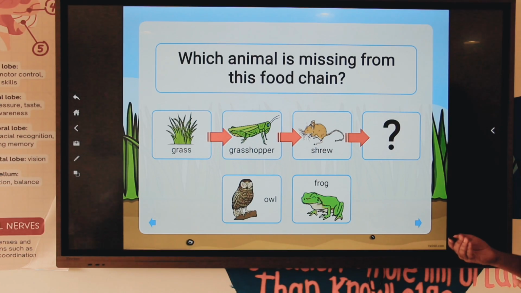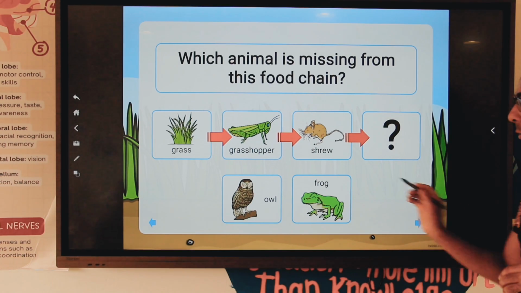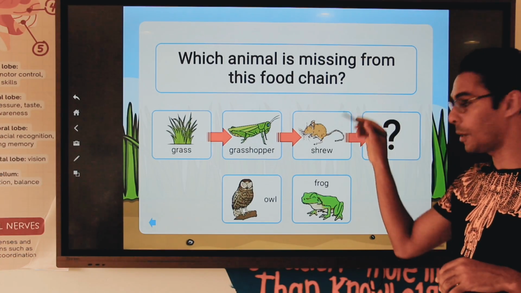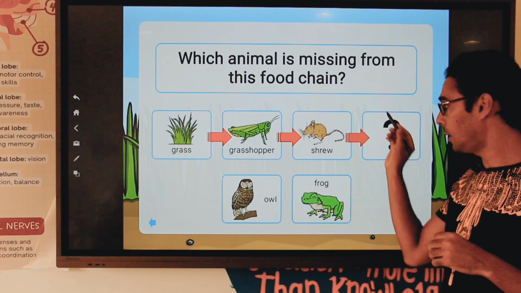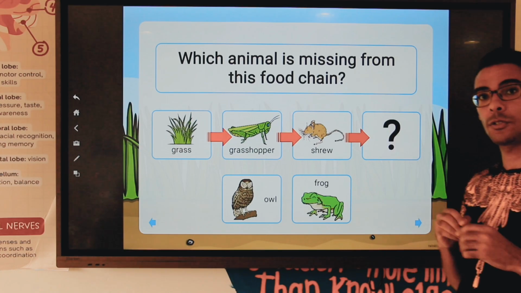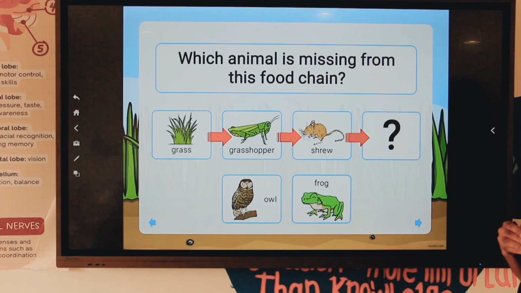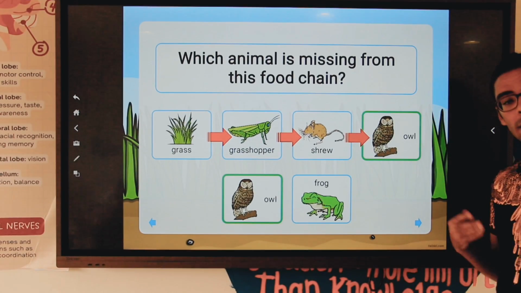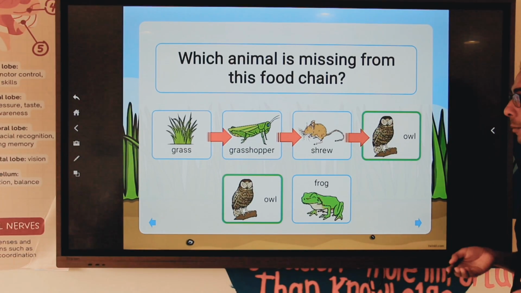So which one of them do you think is going to be here? Which one of them comes after the mouse or the rat, or eats this team member, or gets the energy from the secondary consumer that comes after the secondary consumer here? Perfect. If your answer was the owl, that's the correct answer. But here we have a problem.